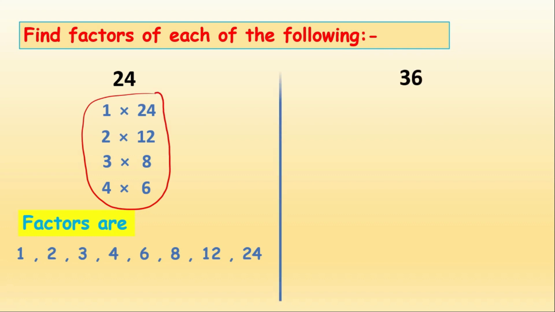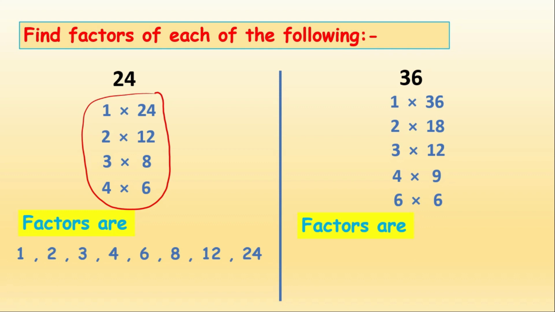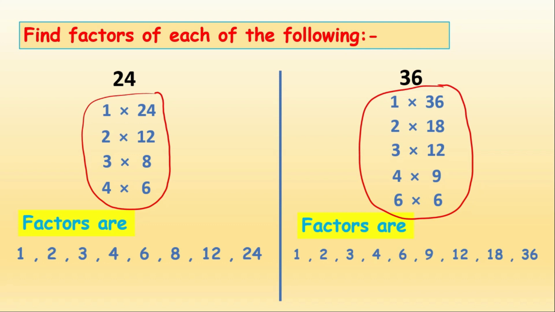Can you remember? We have studied this in grade 4. 36. 1 times 36, and 2 times 18, 3 times 12, 4 times 9. 5 times any number gets 36? No. So skip number 5 and move to 6. 6 times any number gets 36? Yes, 6 times 6. Okay, so now do you find any other numbers multiplied by each other to get 36? No. So all the factors of 36 are 1, 2, 3, 4, 6, 9, 12, 18, and 36. All these numbers are the factors of 36.